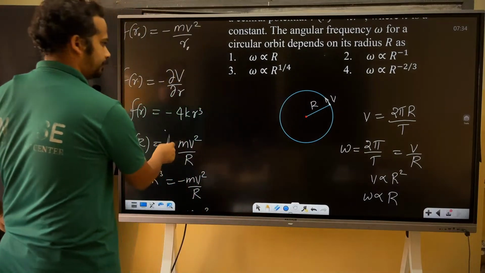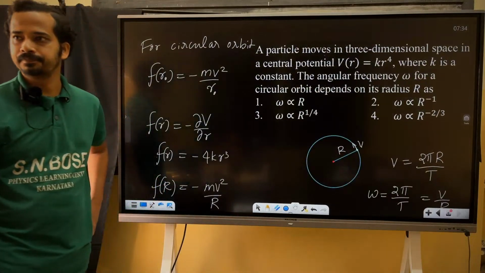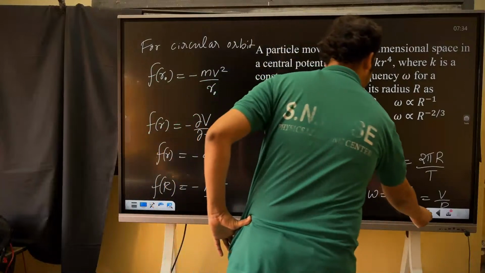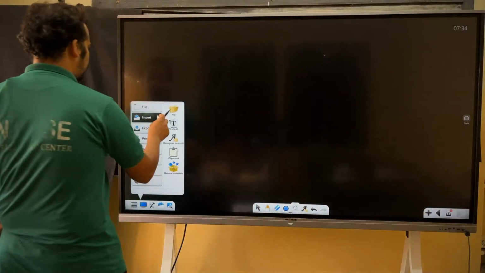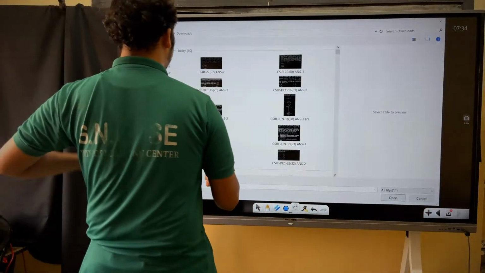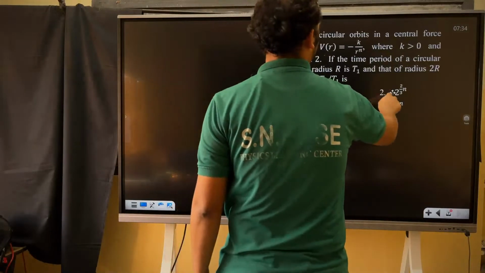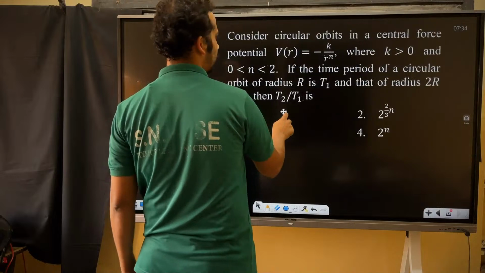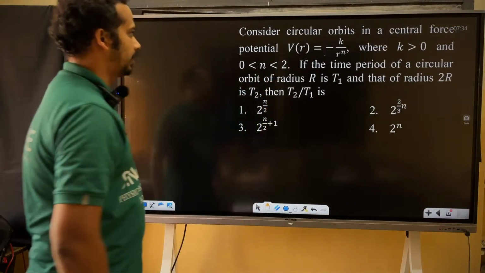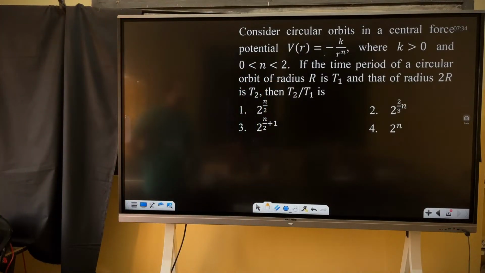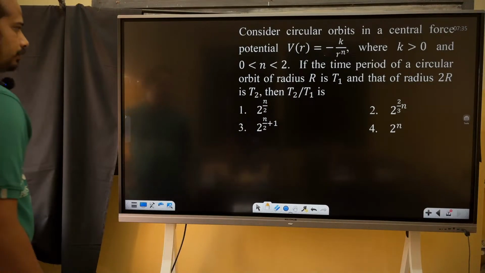Any question? Fine. And one more question, I hope you can take care. The same kind of question: circular orbit in a central force, where n is between 0 and 2, and k is greater than 0. If the time period of the circular orbit of radius r is T1 and of radius 2r is T2, then T2 by T1 is what? What to do?